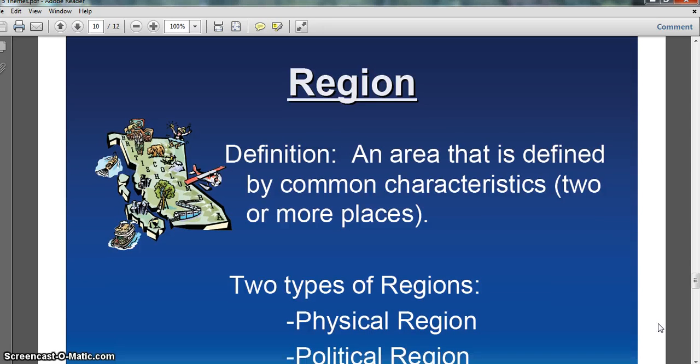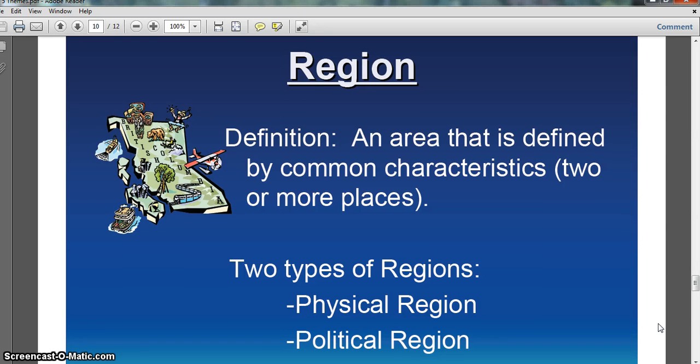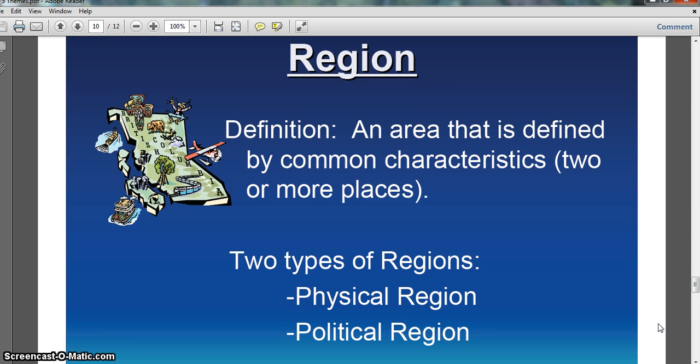Now, region. Region is an area that is defined by common characteristics, and we would include two or more places that we would group together because of common characteristics. So lucky people have more rhesus, rhesus starting with an R, region starting with an R. This is your last and final way to remember the 5 themes of geography.